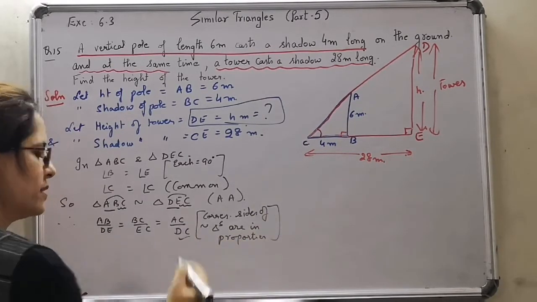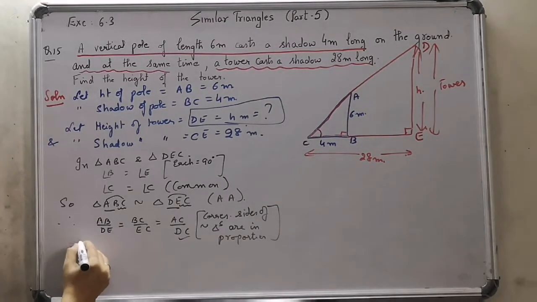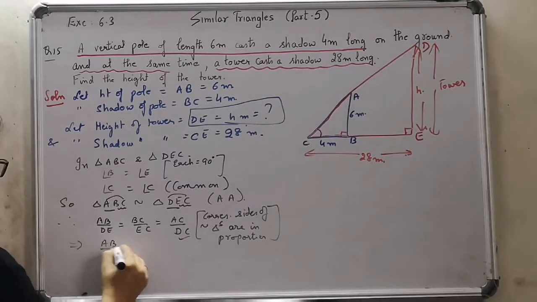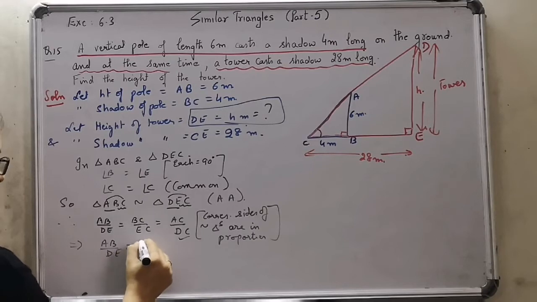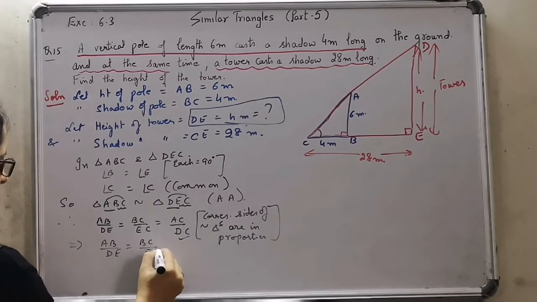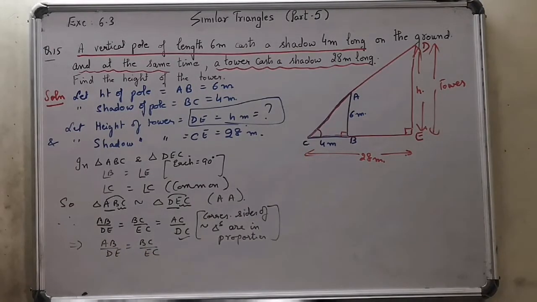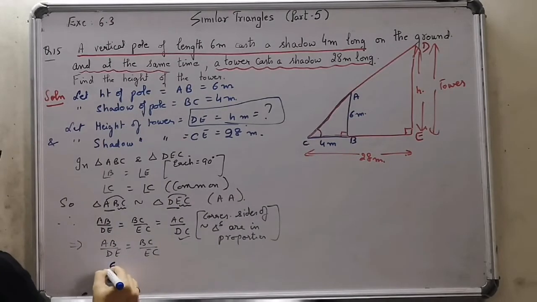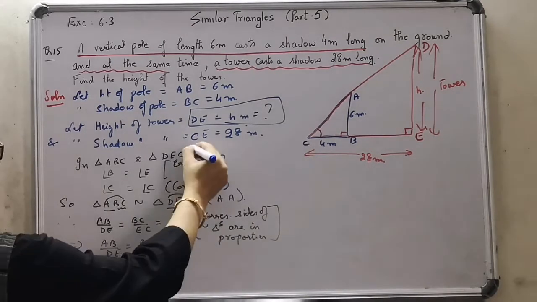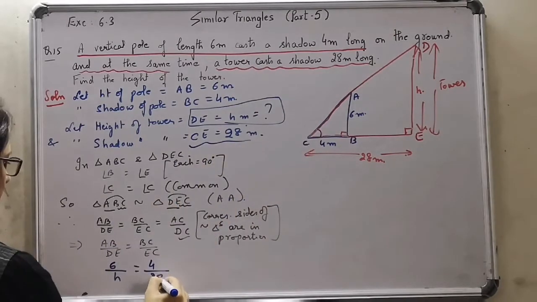As you know, we don't need this part of the ratio. We can use the symbol of implies and pen down AB upon DE is equal to BC upon EC. Thereafter, just pen down the values that we have with us. AB is 6 meters. DE is h, we have to find out. BC is 4 meters. And EC or CE, this is 28 meters.